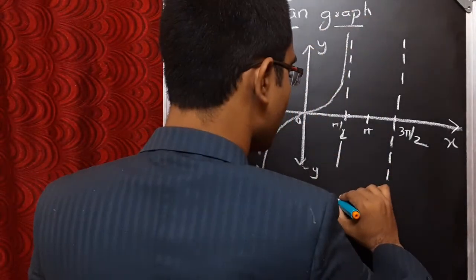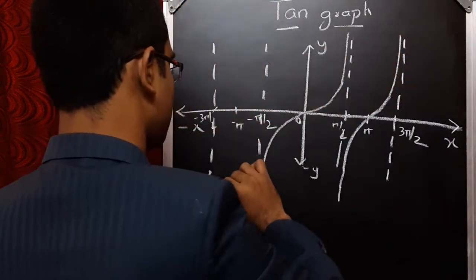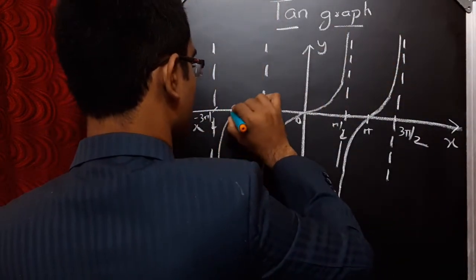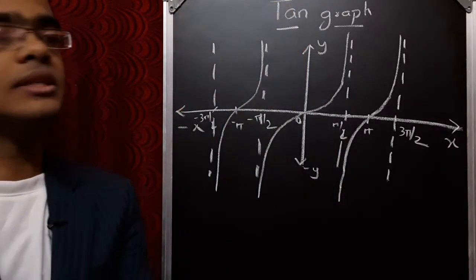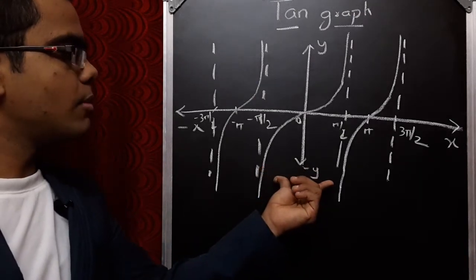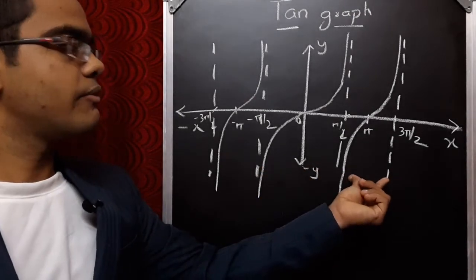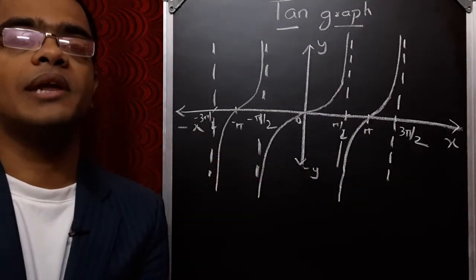Again the same thing is going to happen, like this. If you see carefully, this is the graph of tan, and I think you can understand what the graph is there for minus pi by 2. It is going to repeat from pi by 2 to 3 pi by 2, or minus 3 pi by 2 to pi by 2. So that means we can say that the period of the graph is pi.